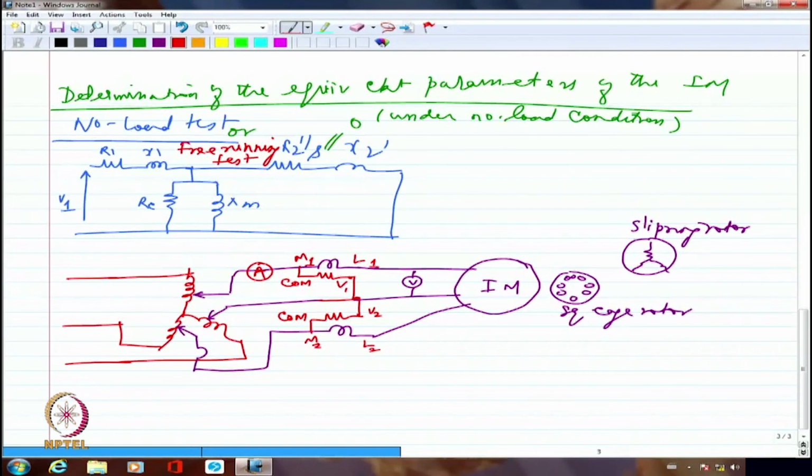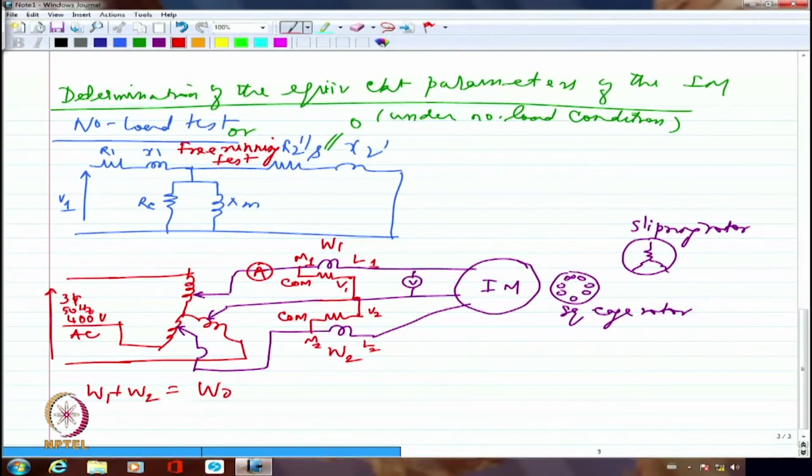I'm going to get one W1 and W2, 2 wattmeter readings. So W1 plus W2 is going to be W0. This is of course 3-phase, 50 Hertz, 400 volts, AC. What is available in the lab normally.